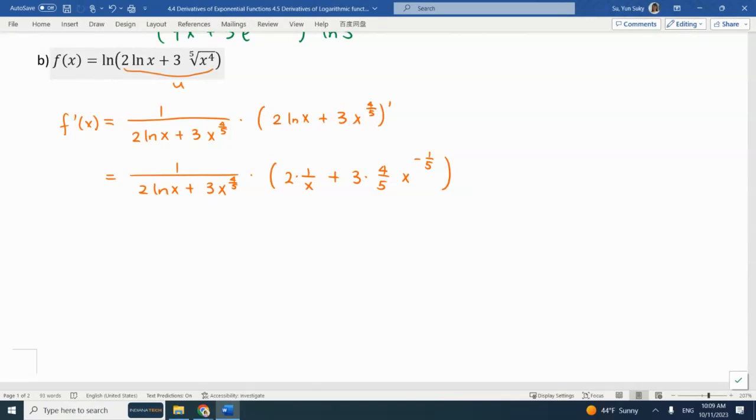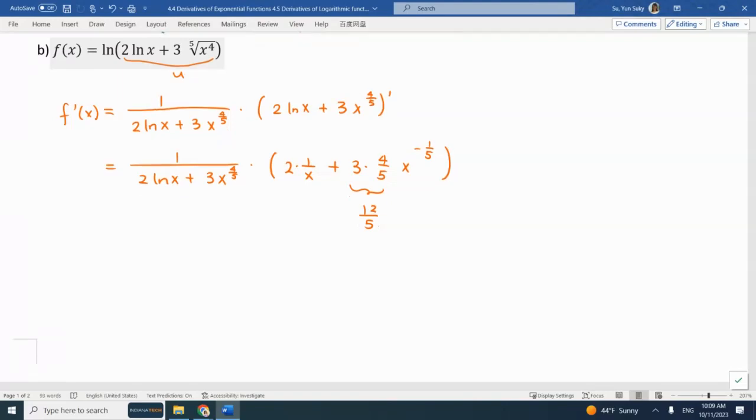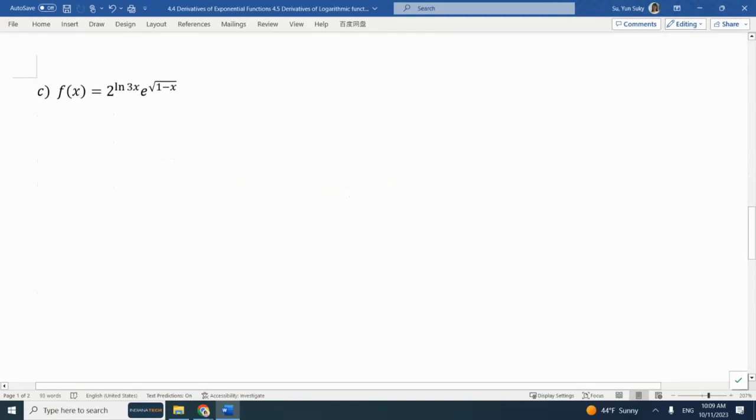Okay. Yes, you can leave your answer like this, or you can multiply the 3 and 4. You get 12 over 5. So as long as all the primes disappear, you have finished taking the derivative, and you can stop. You don't have to simplify. So far, so good? Any questions about part B? No? Okay, keep going.